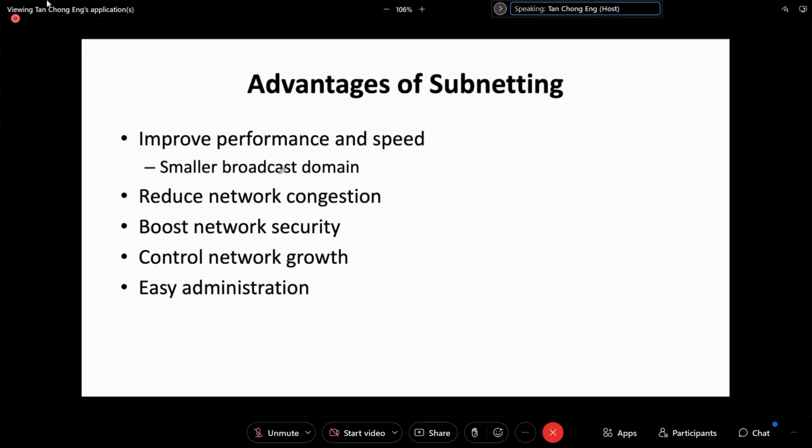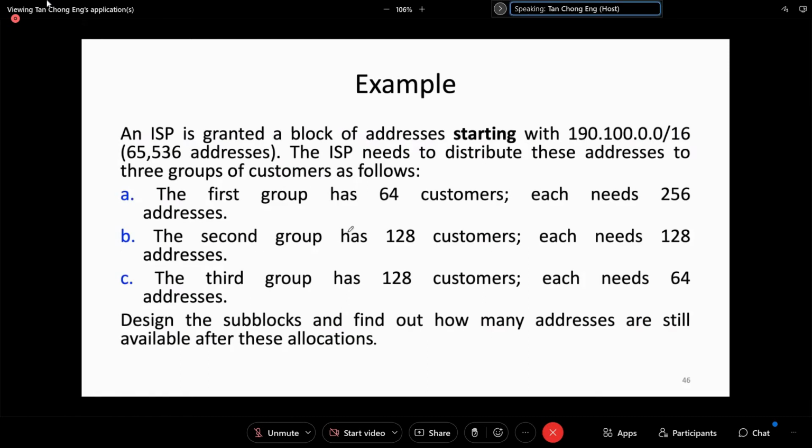Why? Because your network will always broadcast. Every time everyone broadcasts, there will be a lot of traffic. You remember your network can broadcast a message to everyone, right? So these are some of the advantages, like boosting network security, controlling network growth, and easier administration. These are some of the associated advantages.